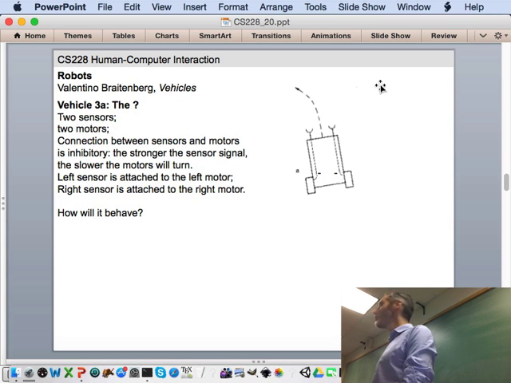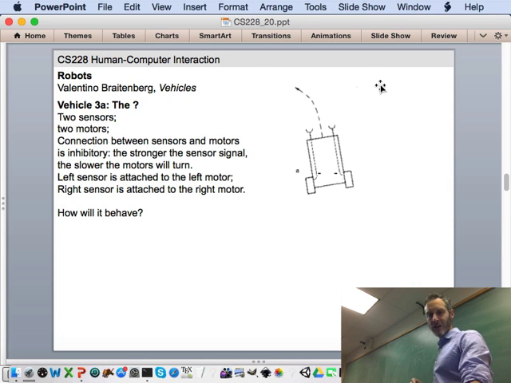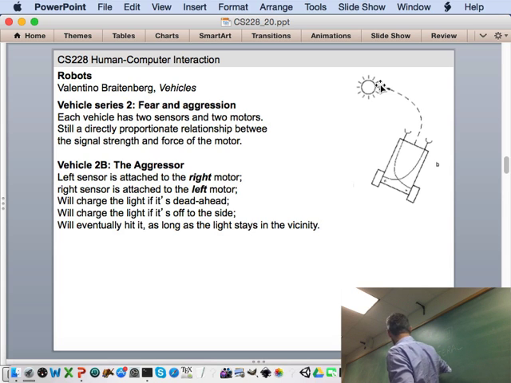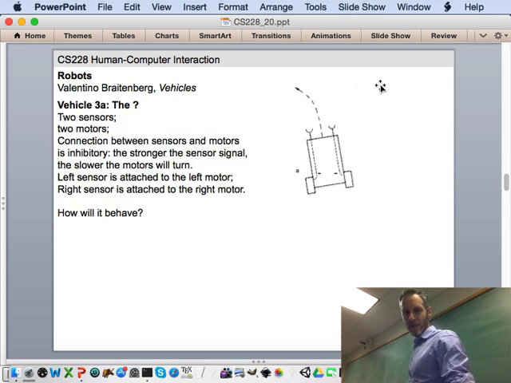3A, back to ipsilateral connections. Ipsi means on the same, and lateral means side. So the sensors and motors on the same side are connected to each other. I'll go back to the aggressor for a moment. This is contralateral connections. The difference between 2A and 3A is that now we have inhibitory connections, indicated by the negative sign here, which means the stronger the sensor fires, the slower the wheel turns.